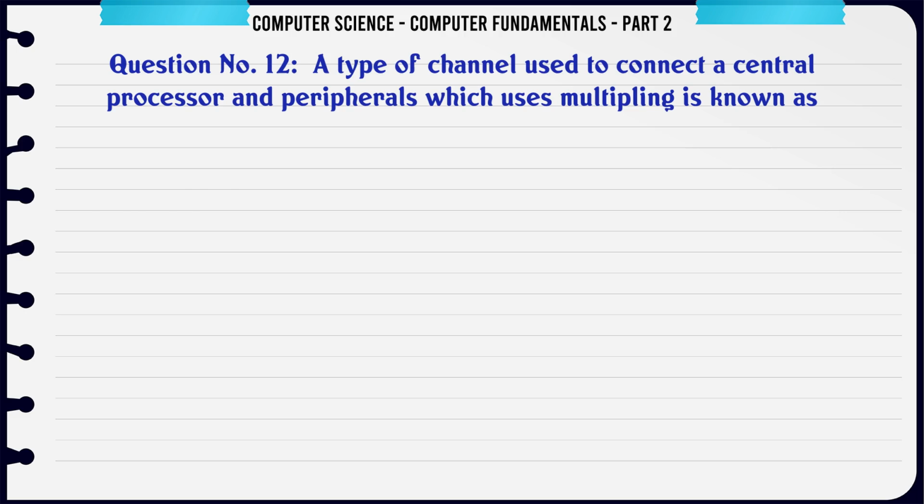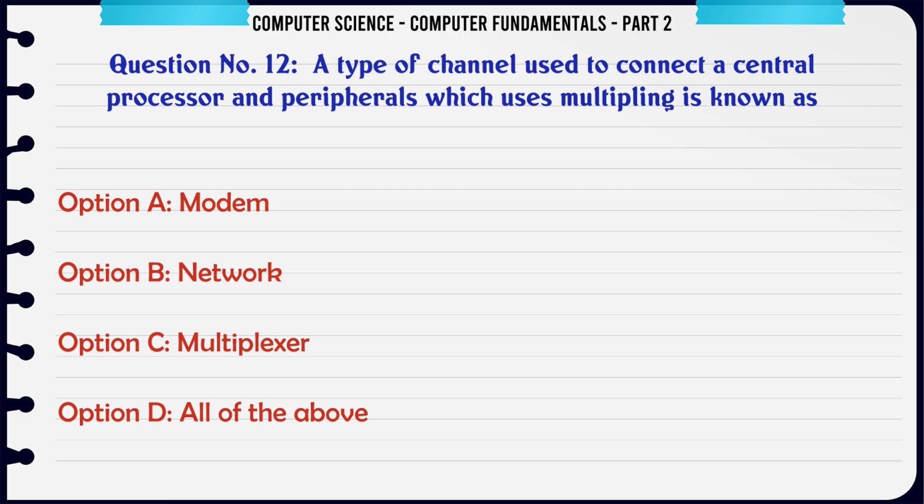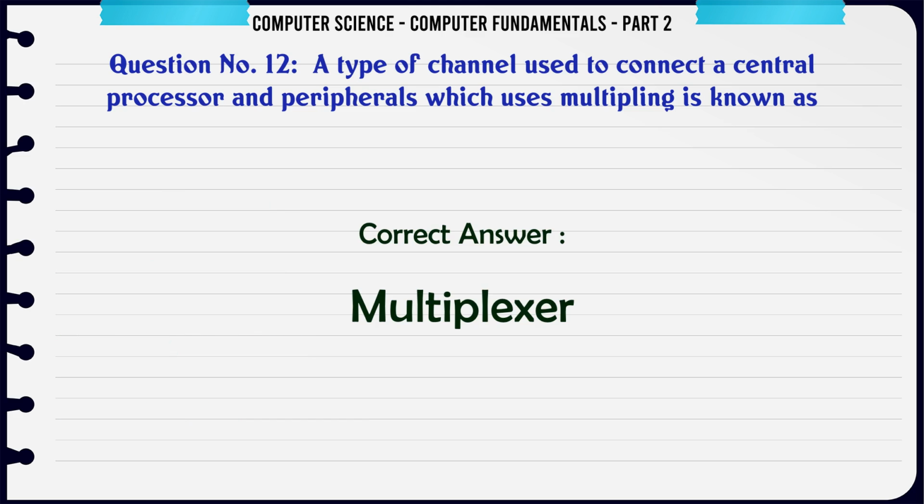A type of channel used to connect a central processor and peripherals which uses multiplexing is known as: A. Modem, B. Network, C. Multiplexer, D. All of the above. The correct answer is multiplexer.